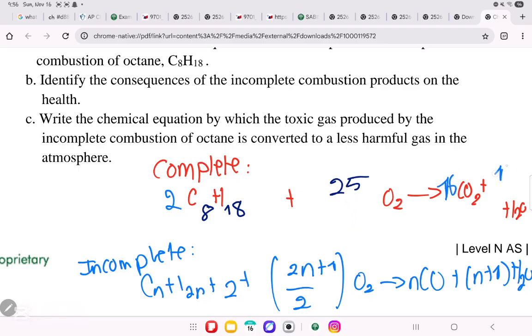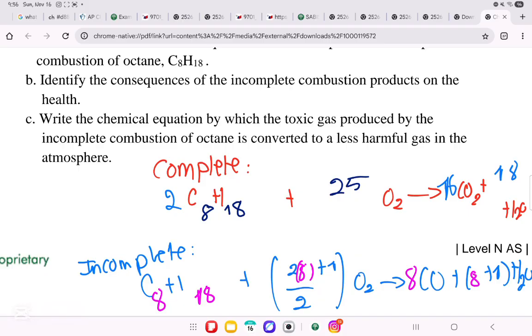Now for the incomplete combustion, we have, let me change the color, C8H18 in addition to 2 times 8 plus 1 over 2 O2 will give me 8 CO. Sorry, 2 times 8. Here it's 8, not 2, my bad, because you replace the n with 8. And then, what do you have over here? 8 plus 1 times H2O, right?